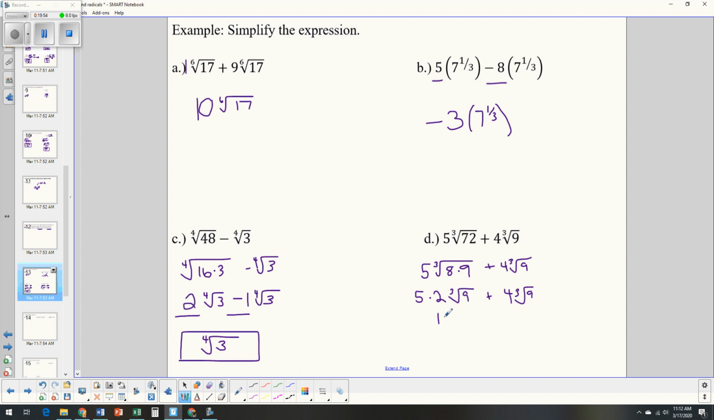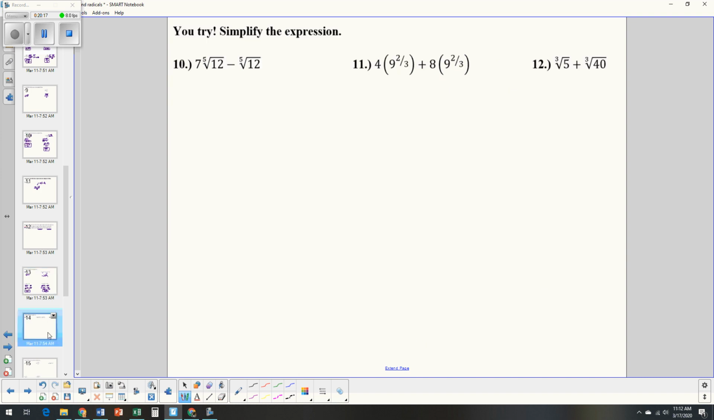So this is 10 cube root of 9, plus 4 cube root of 9, giving me a total of 14 cube root of 9. All right, and that's completely simplified. Again, try the next set, pause it, and when you're ready, unpause.